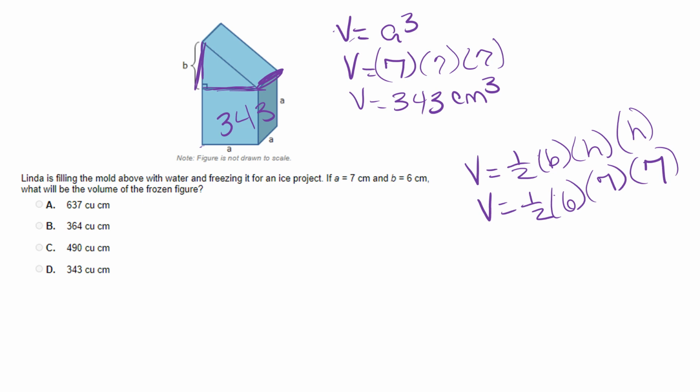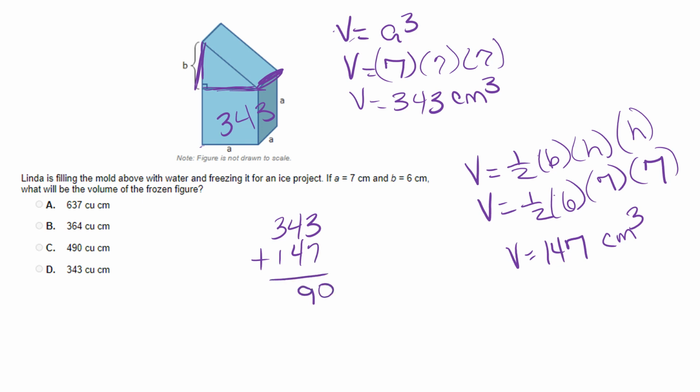So a half times 6 times 7 times 7, and you do get the volume of that top to be 147 centimeters cubed. Okay, you're going to take that 343 and add 147 to it, and you do get 490 cubic centimeters.